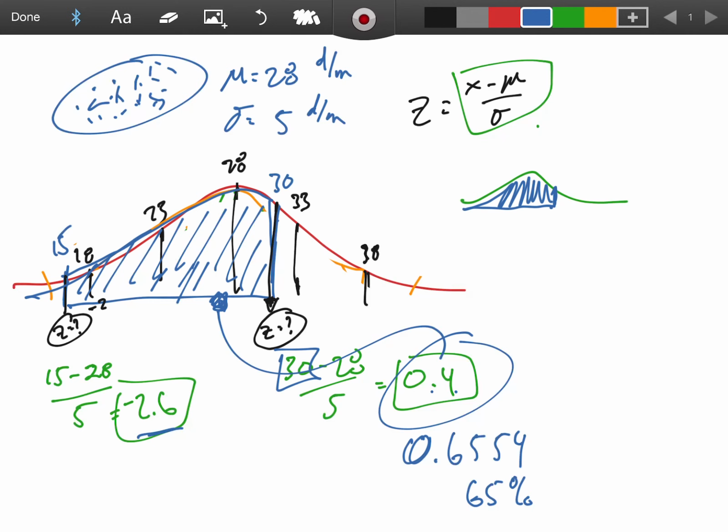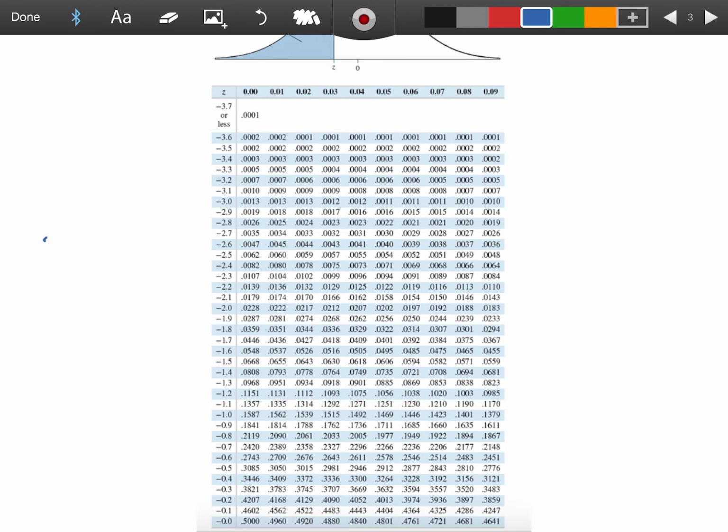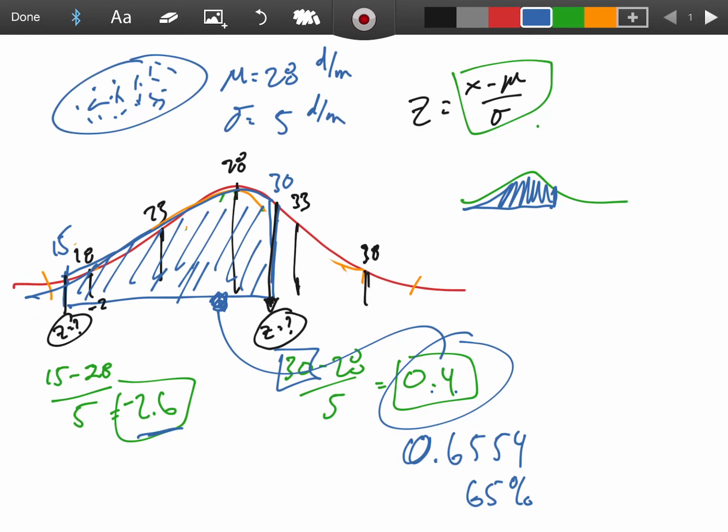Okay? So now let's find this one. Okay, negative 2.6. So I'm going to go to my other table that has the negative values on it. I want negative 2.6. So that's right here. Negative 2.60. So that's going to be the first one. That's this value, 0.0047. Okay, so let's take that back. 0.0047.